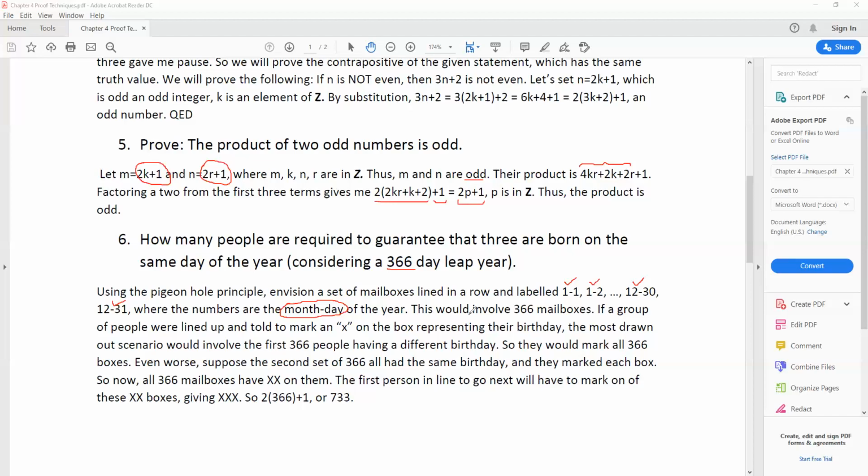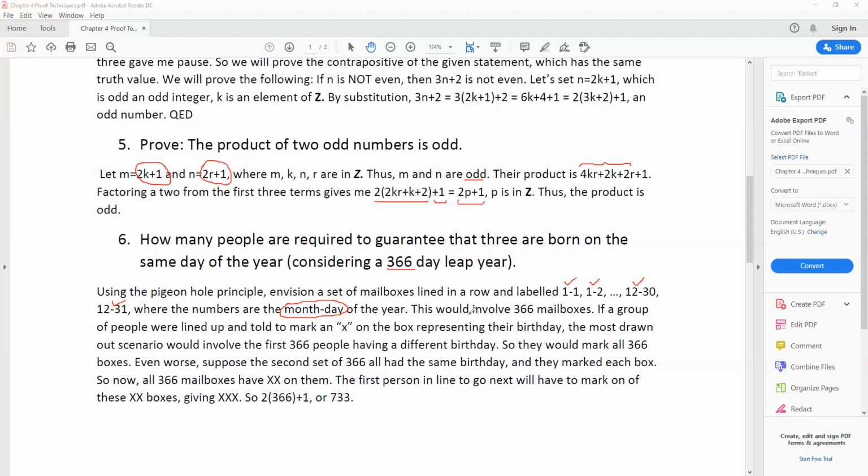So let's get the next group of 366 people. Wouldn't it be true that the first person in the third round would have to put a third X on a mailbox, regardless of his birthday? For example, my birthday is March the 13th. So if I'm that first person in the third round, I would walk up and put an X on the 3-13 mailbox. So this is the concept that I decided to use.